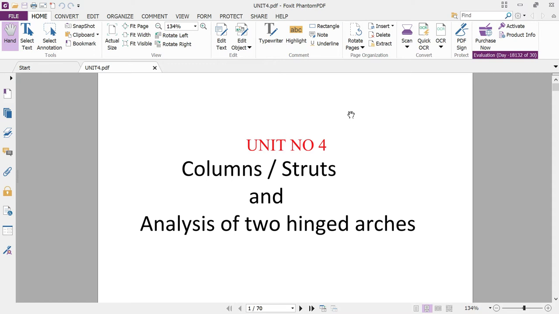Basically this unit contains 13 marks, out of which one question may be asked from column and strut and one question may be asked from analysis of two hinge arches. So let us start with the first topic, that is column and strut.